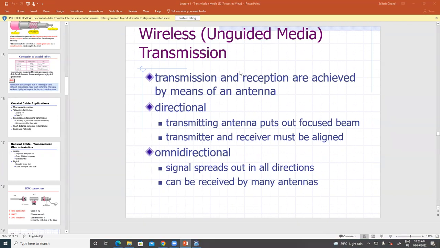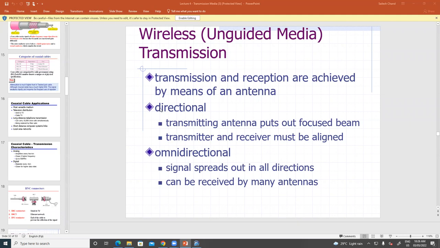Unguided media, or in other words, the wireless transmission. Its transmission and reception are achieved by means of an antenna. Directional, that is, the transmitting antenna puts out a focused beam. Transmitter and receiver must be aligned. So we are talking about the different types of antenna here. The directional antenna must be aligned, right? Maybe pointing to each other.